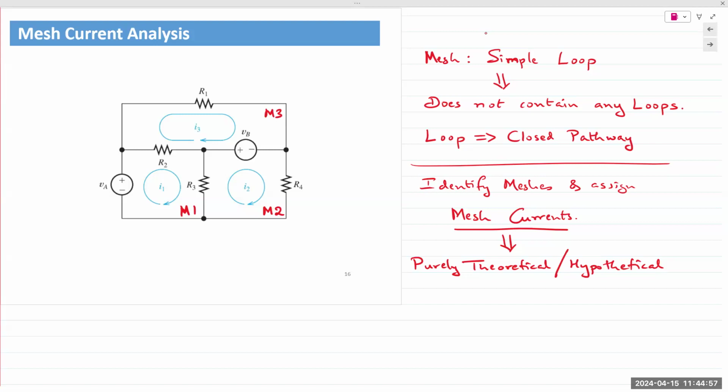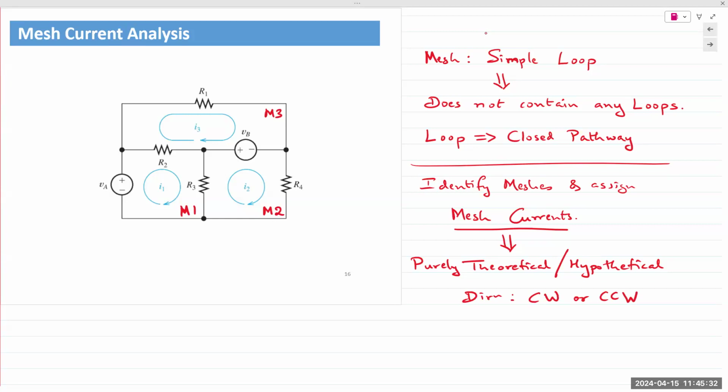You can choose either clockwise or counterclockwise for your mesh currents. And you can mix and match. There would be some cases where you would want one mesh current to be clockwise, another one to be counterclockwise. It does not make a difference. Okay, so direction can be clockwise or counterclockwise. It will not make any difference to your analysis. When you add up the voltages, you have to take those directions into account.